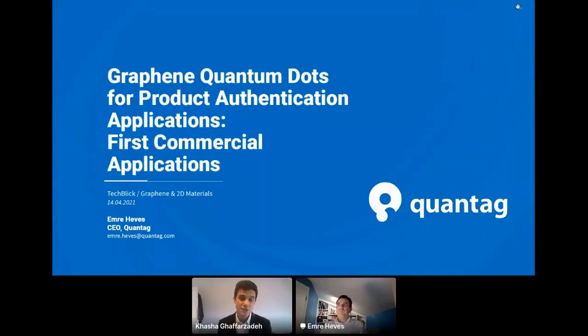It actually is really an interesting session. The session is by Emre Heves, CEO of Quantag, and he's joined us here from, I believe, Istanbul. And he's going to tell us about a very unique application of graphene, which is graphene quantum dots for product authentication. And he will tell us about an actual commercial success story using these graphene quantum dots. So as usual, the stage is yours. I'll make myself disappear and on you go.